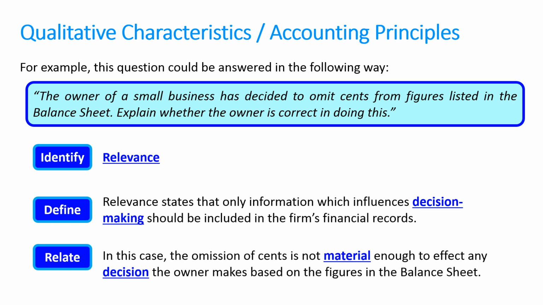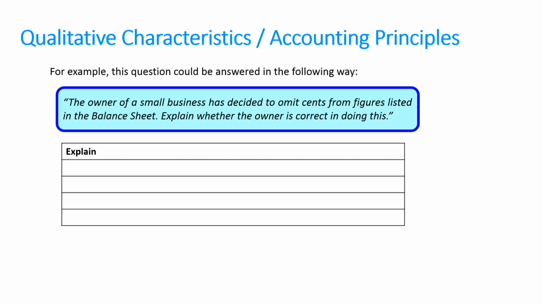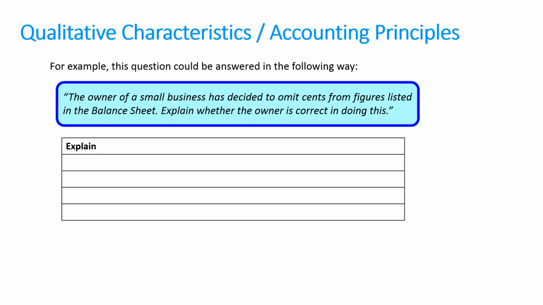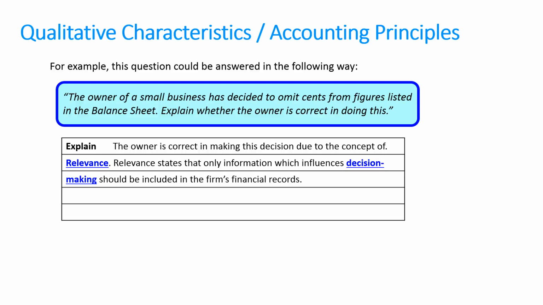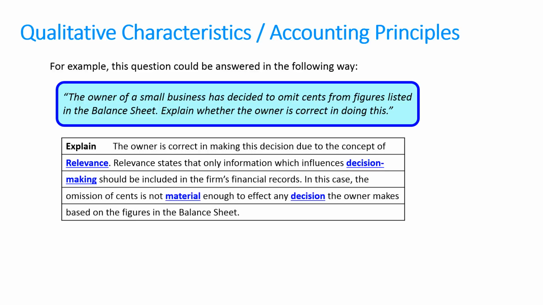So I like to start the relate bit with the 3 words "in this case," because that way you kind of naturally relate the next part to it. So in this case, the omission of cents is not material enough to affect any decision the owner makes based on the figures in the balance sheet. So that way you've listed all 3 parts, you've identified. So looking at how you'd write that, identify it, define it, and then relate it. And you can see the detail there. It's nice and detailed. You're using up all the space provided. We're not just answering it in sort of 8 to 10 words.